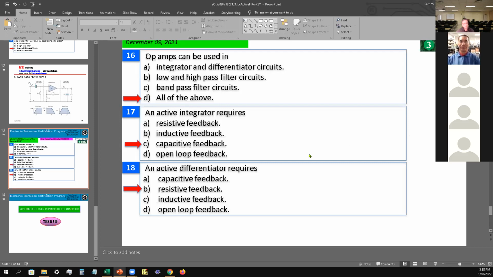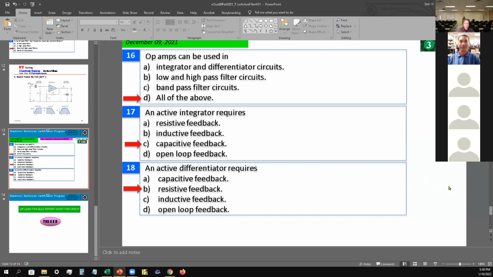Number 17, in active integrators, it has to have a capacitive feedback in there, okay? Because you want to charge and discharge. They can look into the integrator circuitry, and they can see the capacitor will be a feedback capacitor. However, for a differentiator, there will be a resistor feedback. So the answer to 17 is C and number 18 is B.